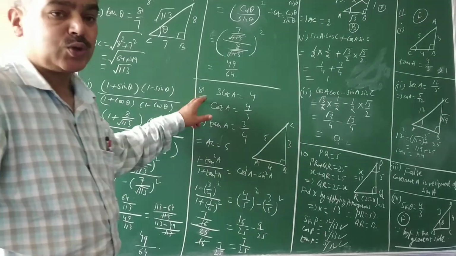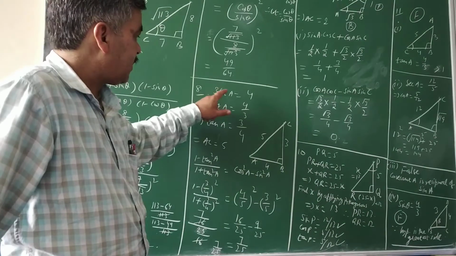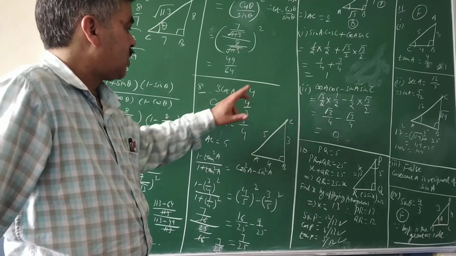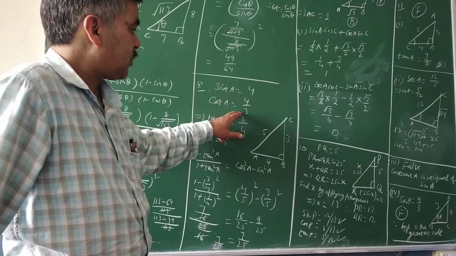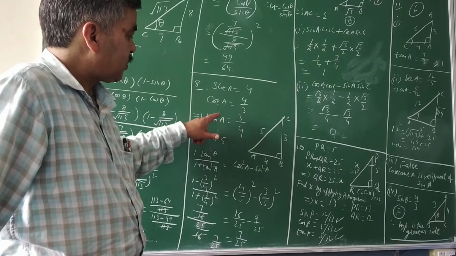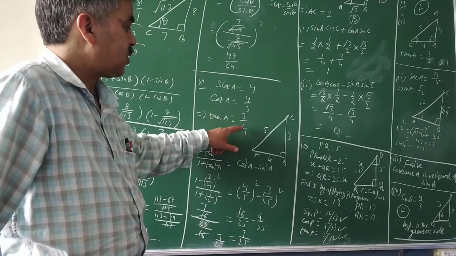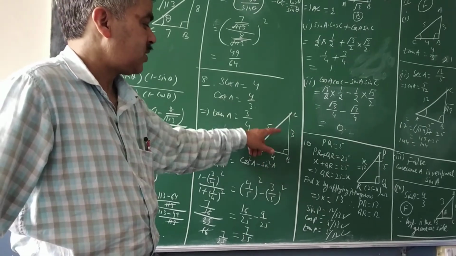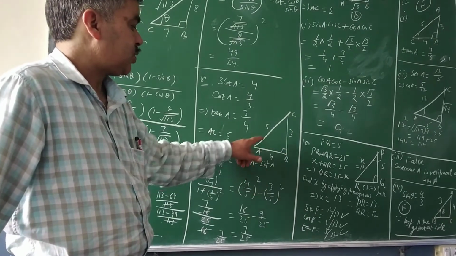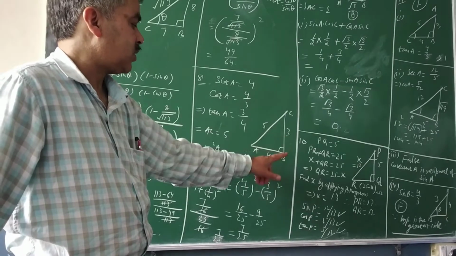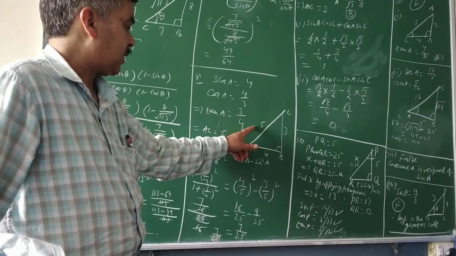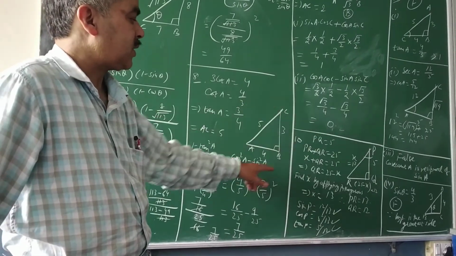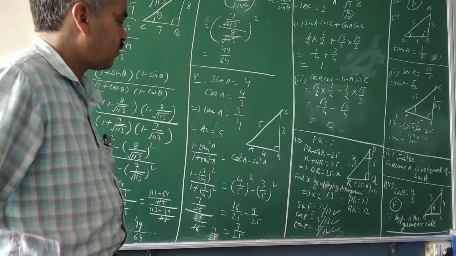Similarly, in question number 8, you are given 3 cot A is equal to 4. So you write cot A is equal to 4 upon 3. Again, cot is the reciprocal of tangent, so tangent A will be equal to 3 upon 4. Here it is A, in triangle ABC, right angle at B. Opposite to A, the perpendicular will be there. Now this is the base. So you can calculate the hypotenuse by applying the Pythagoras theorem, and that will be equal to 5.